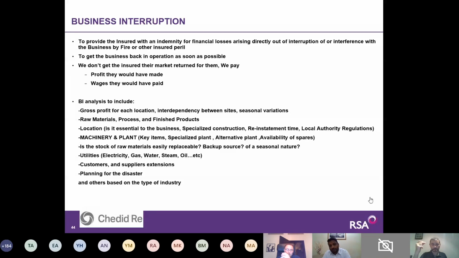Okay, factors to be considered. Location. Is it essential to the business? Do I need to be in this location? What if I rent this location and the owner decides to increase the rent, or says, yalla, go, I don't want you? Is it a brewery? I need to be within the farm. Do I need to be here? What if here is not available anymore? Can I relocate? How long does it take me?